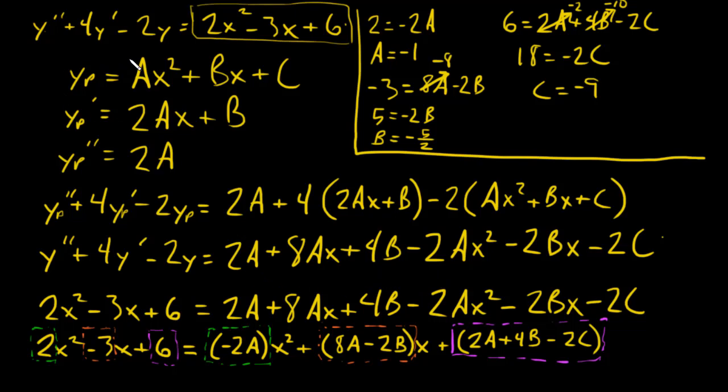So I now know what my A, B, and C are for my particular solution. And I can now write out the final answer. y is equal to y sub c plus y sub p. Okay? I know what my y sub p is now. y sub p is negative 1x squared minus 5/2 x minus 9.